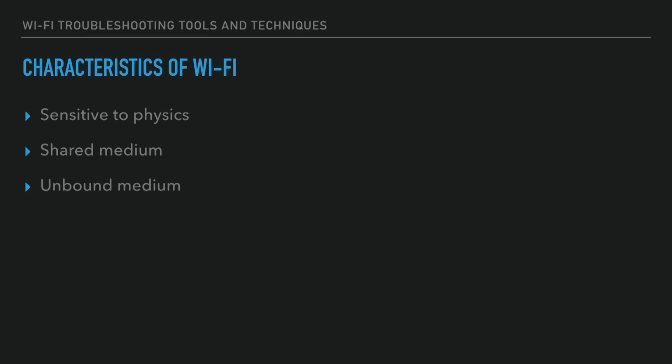First of all, it's sensitive to physics. It uses what's called a shared medium, and it uses what's called an unbound medium, and we'll go through these one by one. These aren't all the characteristics of Wi-Fi, but these are 3 that really key in on why Wi-Fi begins to fail.